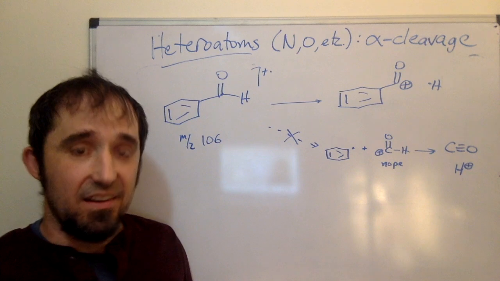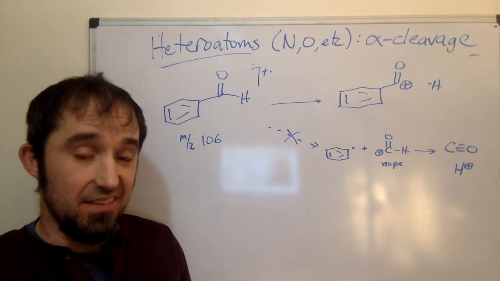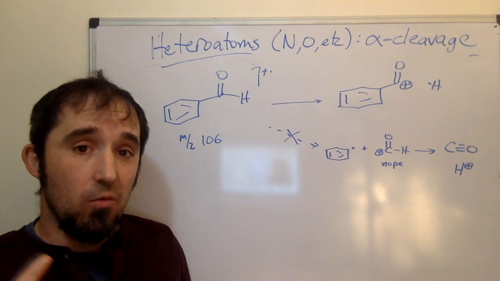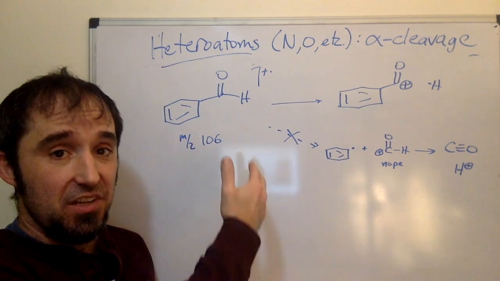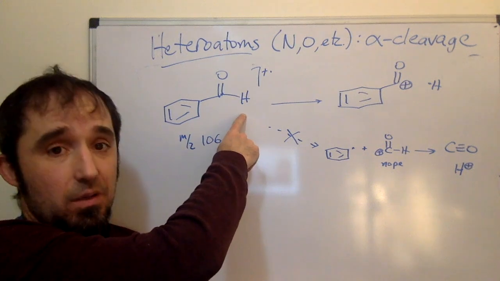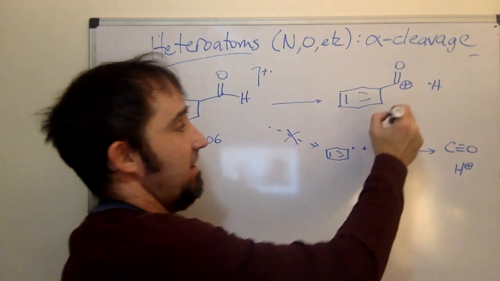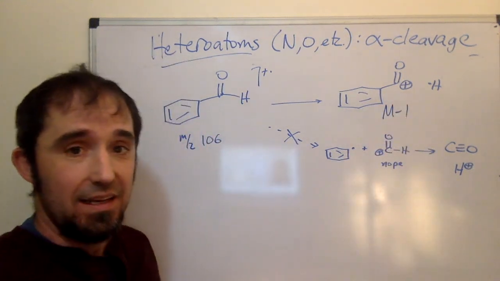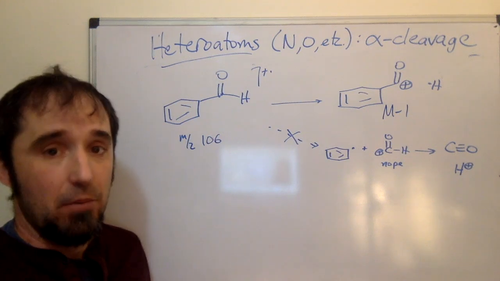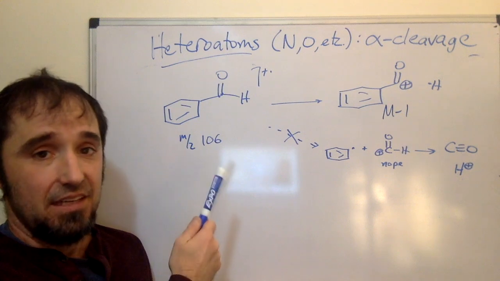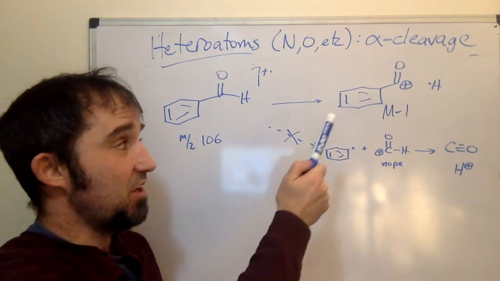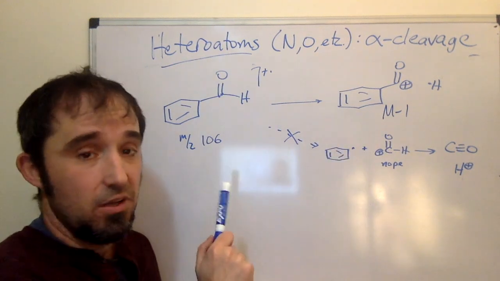We've seen it for ketones. Does it apply to aldehydes? It does, but only one way. So if I have an aldehyde like this, I can imagine losing just that hydrogen atom. So we might call this an M-1 peak. It'd be one less than the mass. So if I take the mass spectrum of a benzaldehyde like this, I'll see a peak at 106, and actually I'll also see a pretty big peak at 105.